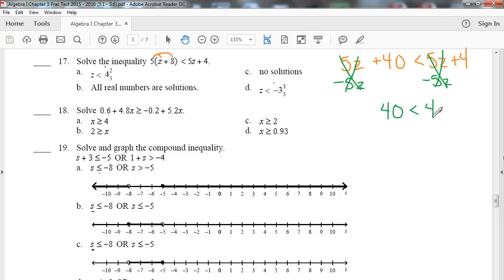40 is less than 4. And you have to ask yourself, is that a true statement or a false statement? Well, clearly 40 is not less than 4. So what we have here is a false statement. And when that's the case, we have no solution. That's option C. And I'm going to stop here for the first part.